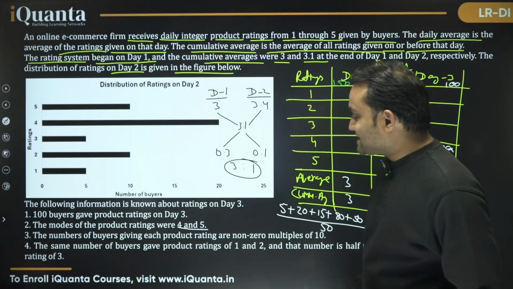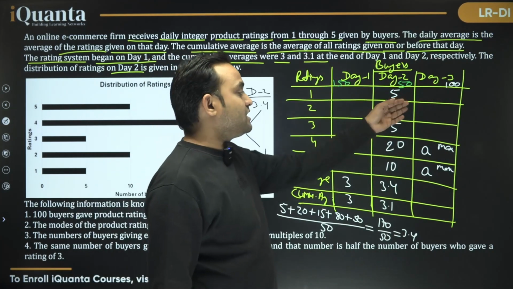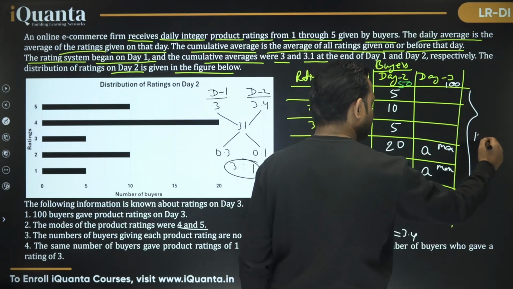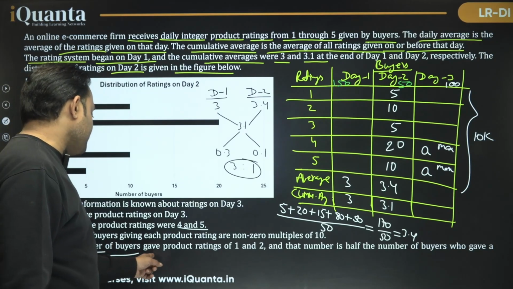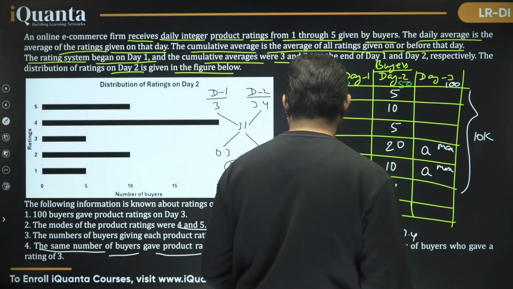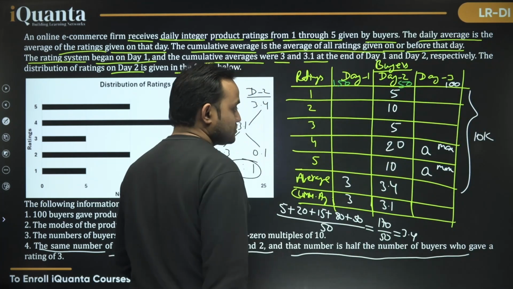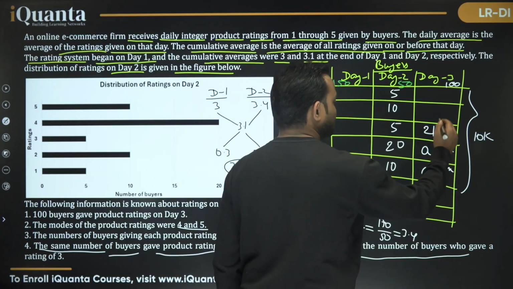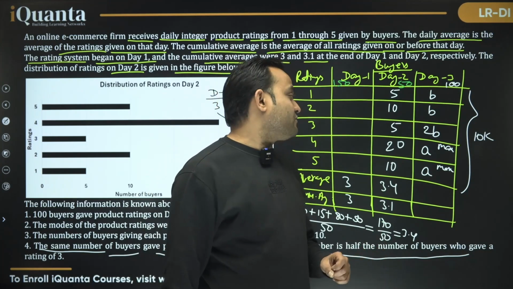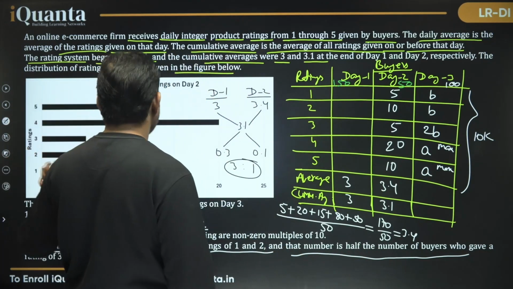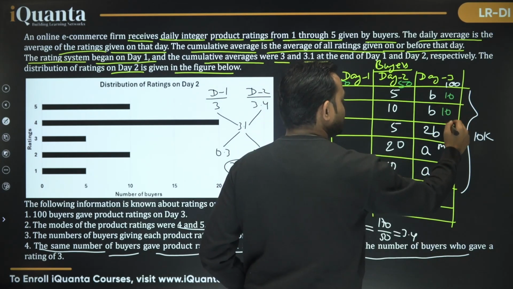The number of buyers giving each product rating were non-zero multiples of 10. All of these values are multiples of 10. The same number of buyers gave product rating of 1 and 2. That number is half the number of buyers who gave a rating of 3. So basically, if this is 2B, then these are B, B. Now all the numbers are multiples of 10. So what values can we consider here? Can I take B equal to 10? If I take this 10, this will be 10, this will be 20.